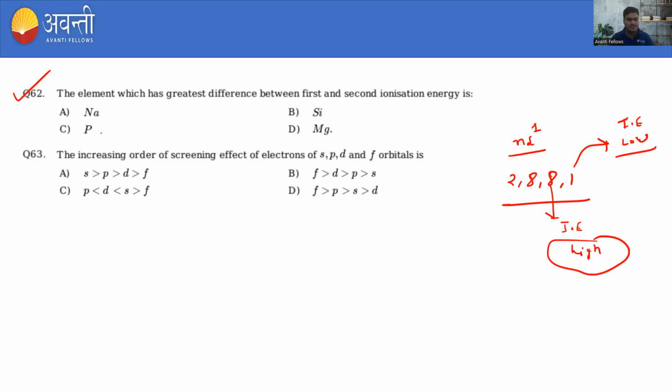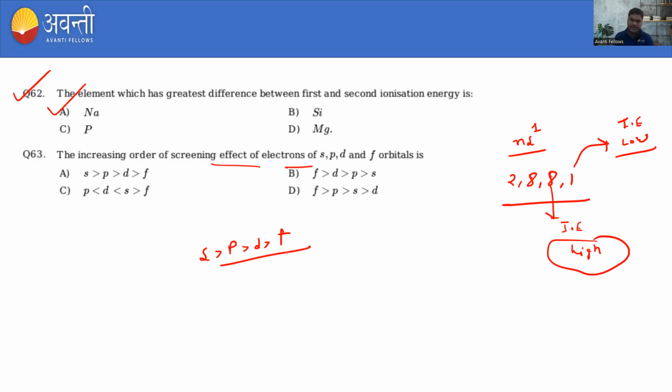So which one is the correct one? That is sodium, right? Sure. Now, the increasing order of the screening effect of the electron is s, p, d, f. So we all know that for the screening effect, what is the correct order? The correct order for the screening is s, p, d, and f.